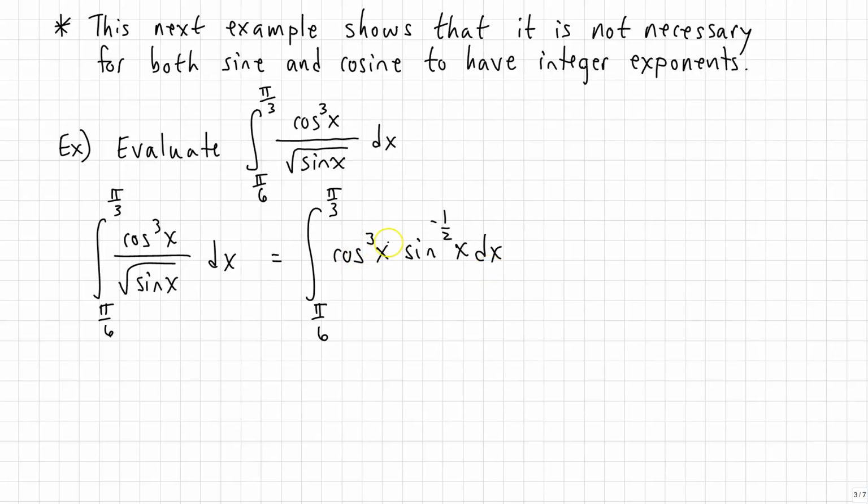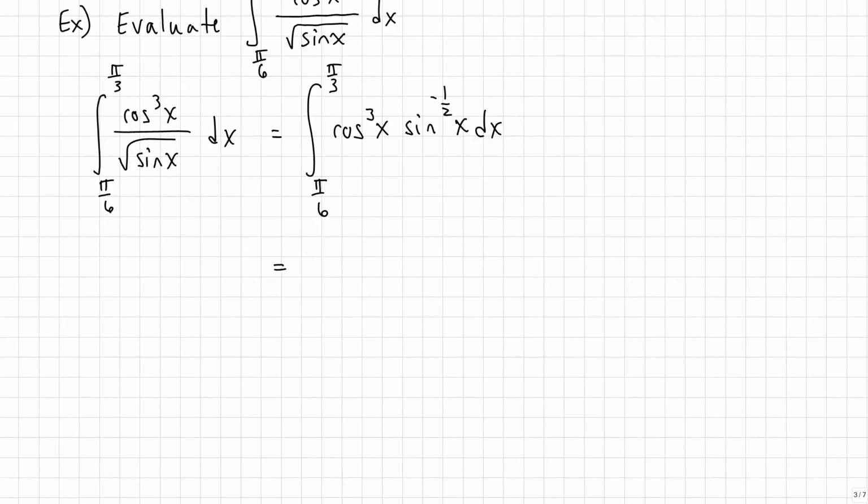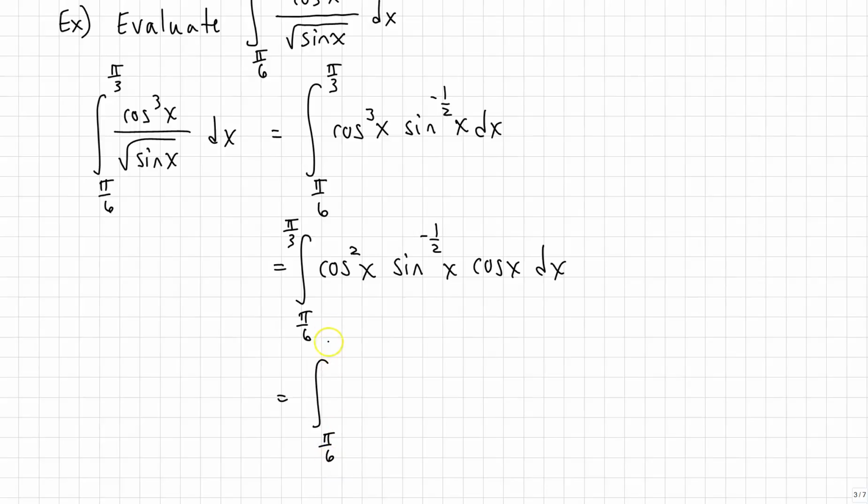And instead of cosine cubed, let's break that up. And let's do cosine squared, and leave a cosine out. Suppose we can put the dx last. And then swap cosine squared out for 1 minus sine squared.